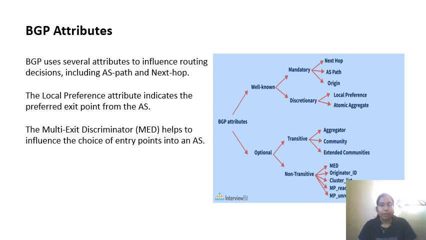BGP attributes. Well-known mandatory: next hop, AS path, origin. Well-known discretionary: local preference, atomic aggregate. Optional transitive: aggregator, community, extended communities. Optional non-transitive: MED, originator ID, cluster list, MP reach, MP unreach.